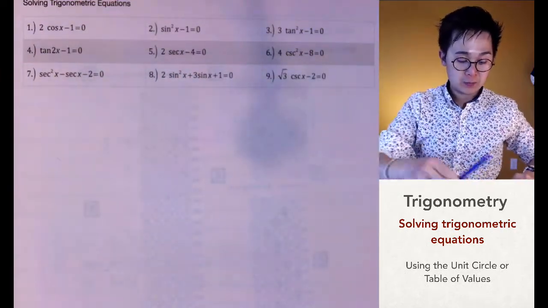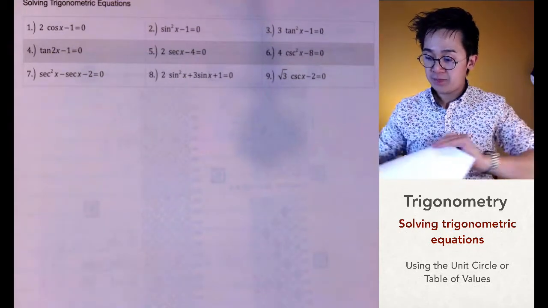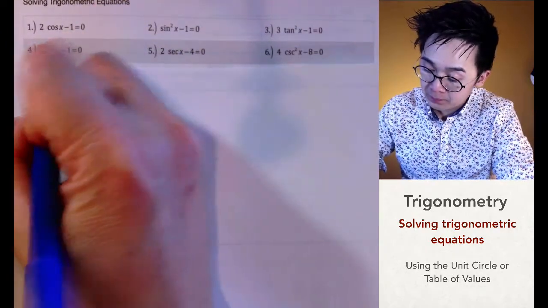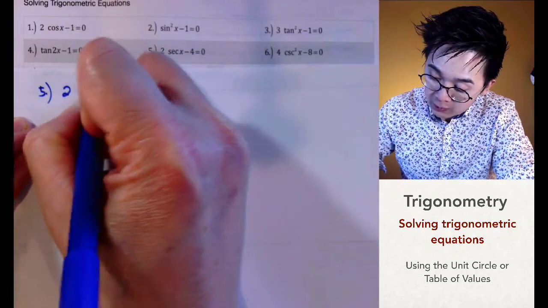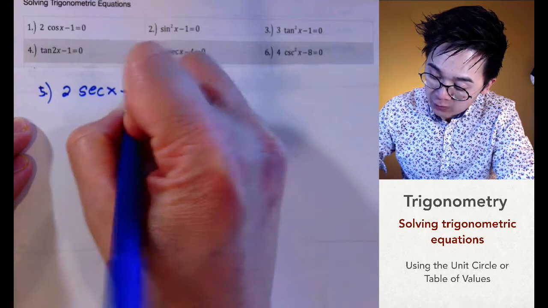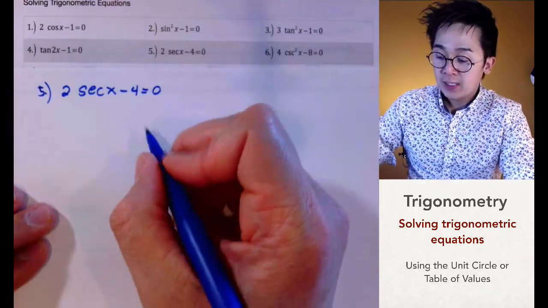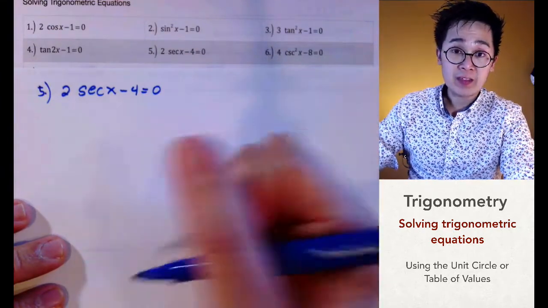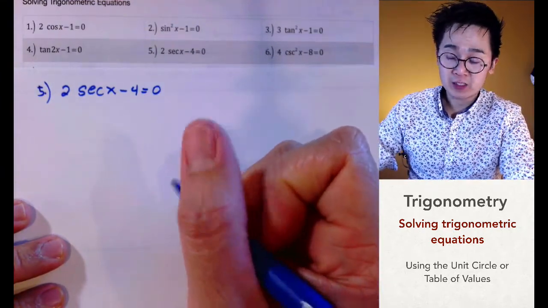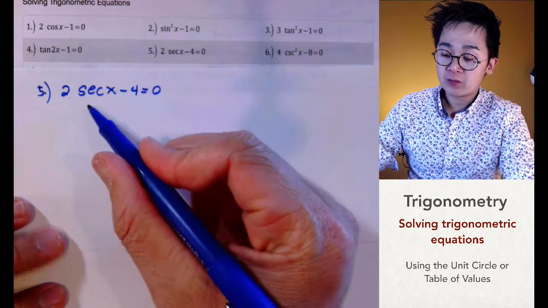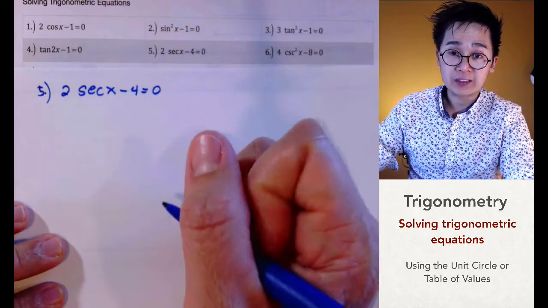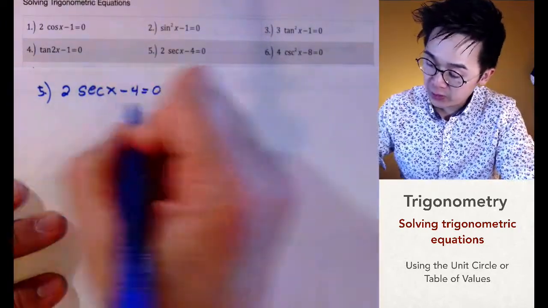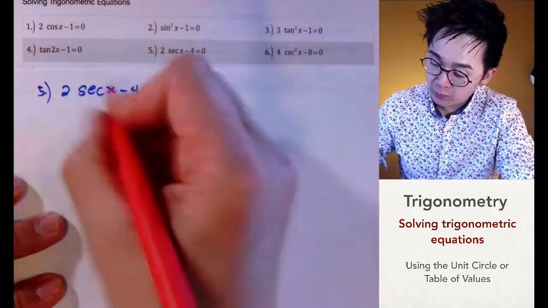Now for problem number 5, we're doing inverses. So we have 2 secant x minus 4 equals 0. And most of the time, we're just given the values of our sine, cosine, and tangent. So later on, we're going to find the inverse function of secant, so we can use our table of values in our unit circle. So let's go ahead and solve for x for problem number 5.